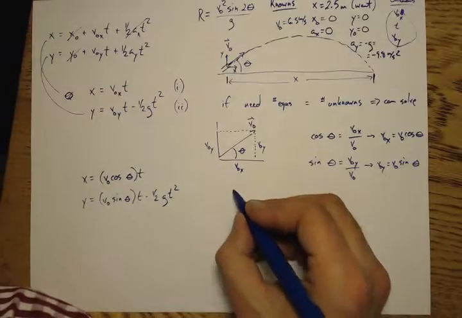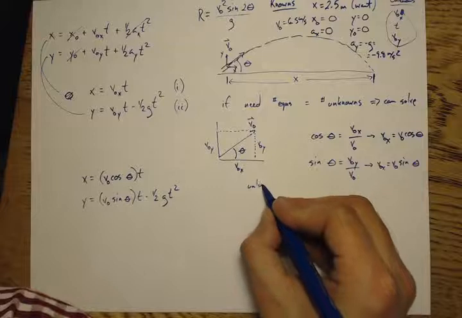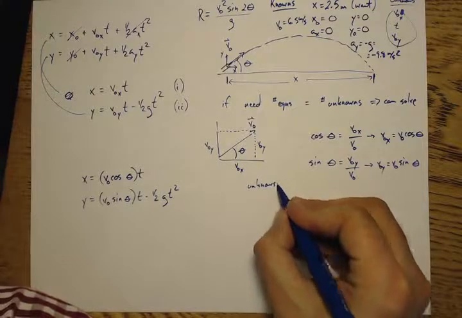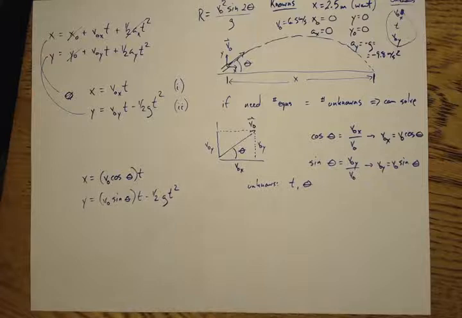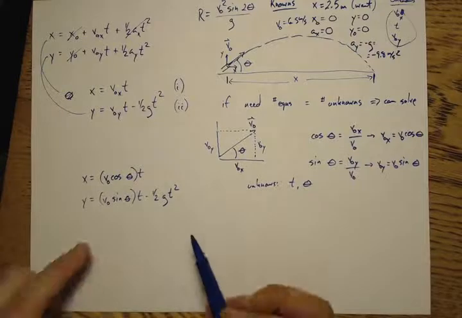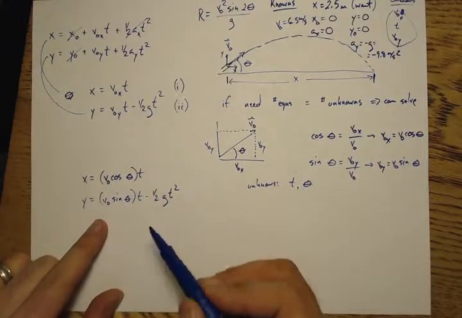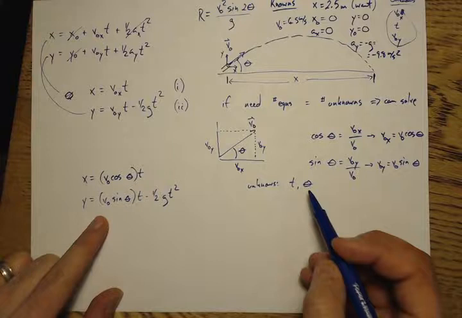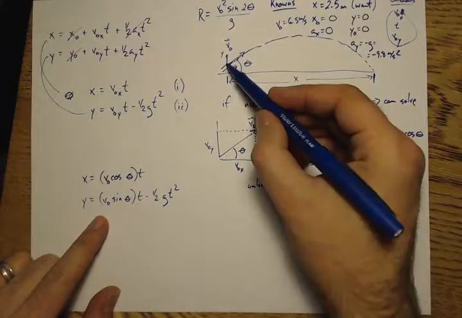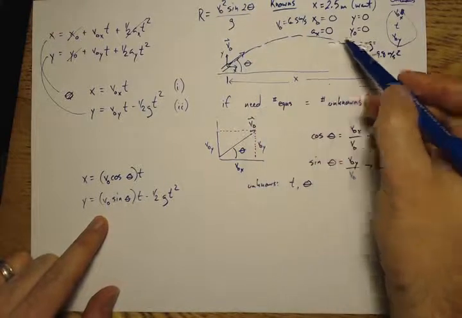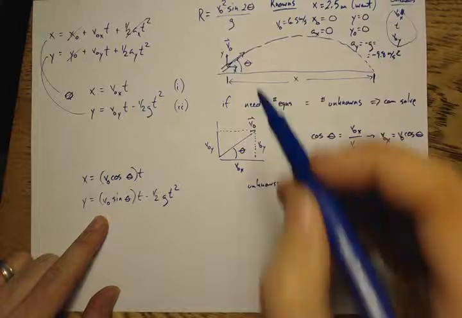So I've got two new equations. Unknowns are time and theta. So I can solve in principle. Okay, so now what do we do? Well, here's a strategy. You want theta. You don't really care about the time. The question's not asking you how long is the water in the air. It's asking you what angle do you want.